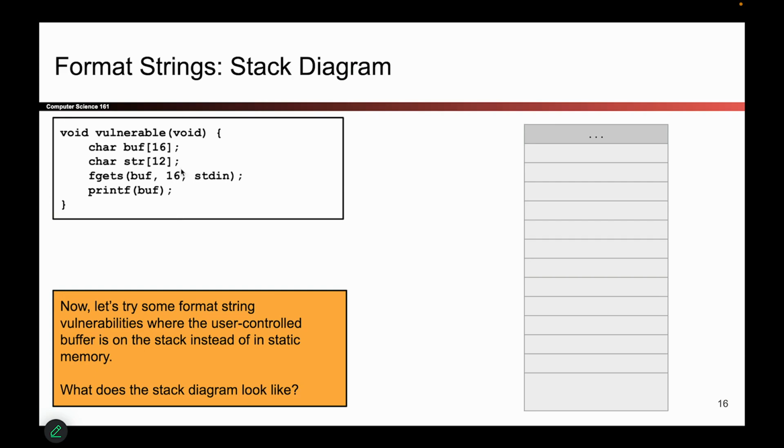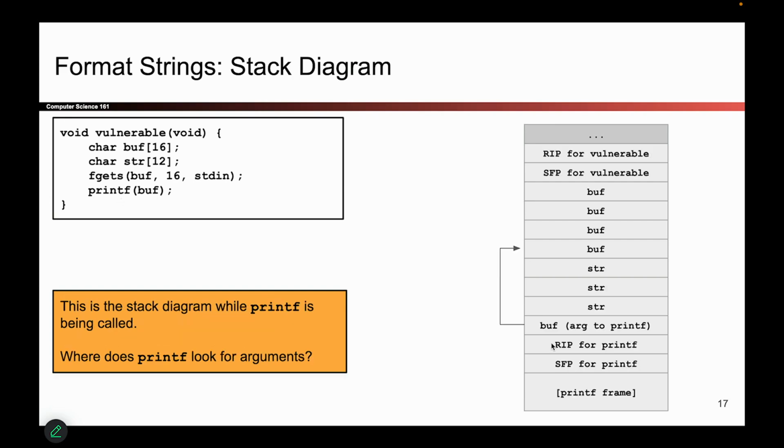So what has to go on the stack? Well, whenever I open up a new stack frame, I have to have the RIP of vulnerable and the SFP of vulnerable. Those are my two saved register values. Then I'm going to have the local variables buff and string. And then I'm going to open up a stack frame for printf. And printf's going to have an argument that's buff, RIP, SFP, and then its own stack frame. So to make a long story short, it looks like that.